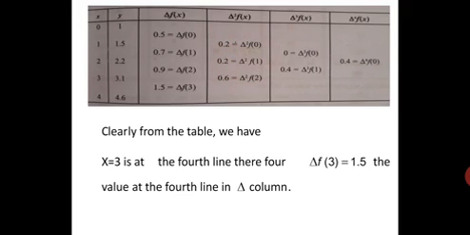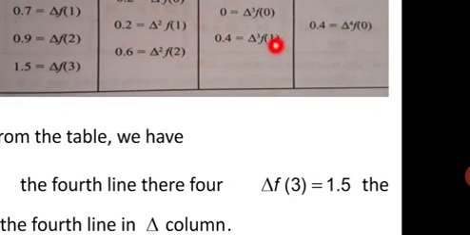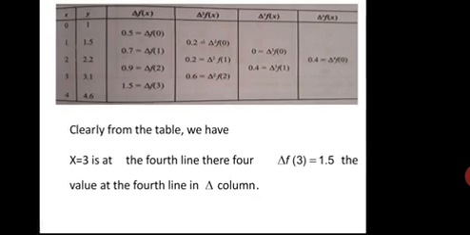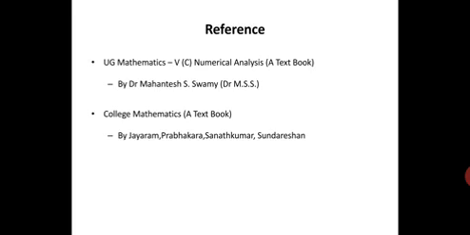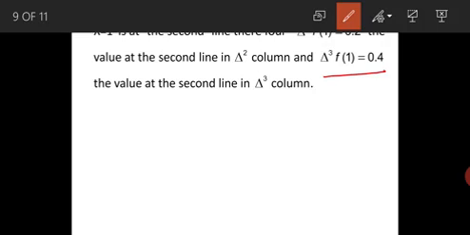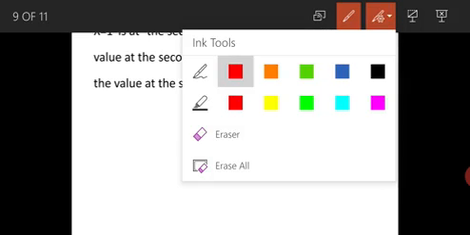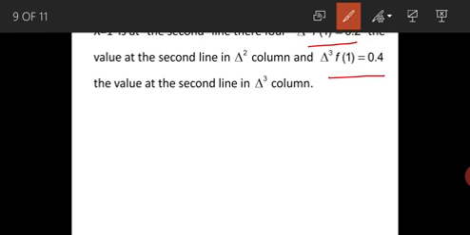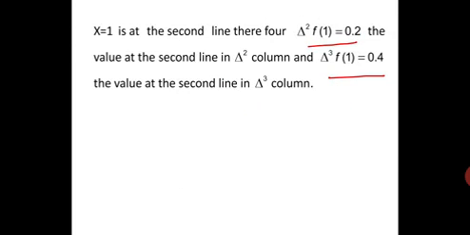In a similar way, delta cube of f of 1 I have to write. Delta cube of f of 1, you can see it here, it is 0.4. Right? So we can note this down. We have noted it here, 0.4 and 0.2. Right? Now we have found the values of delta square of f of 1 and delta cube of f of 1. So here ends our problem.